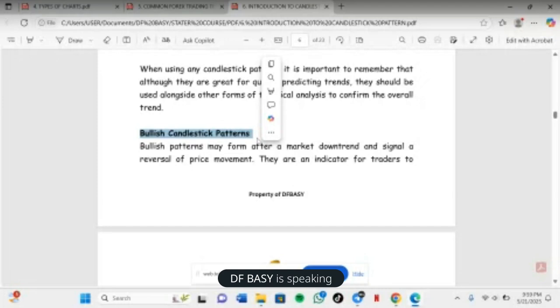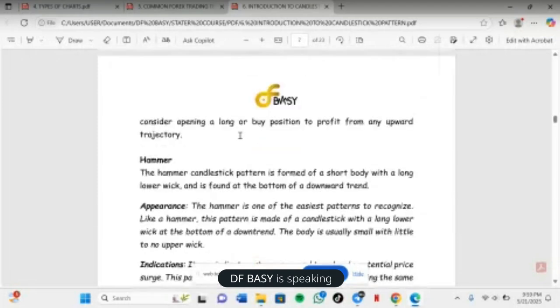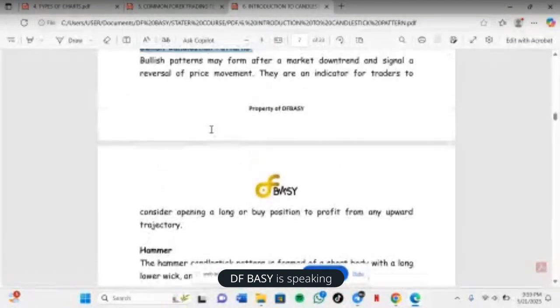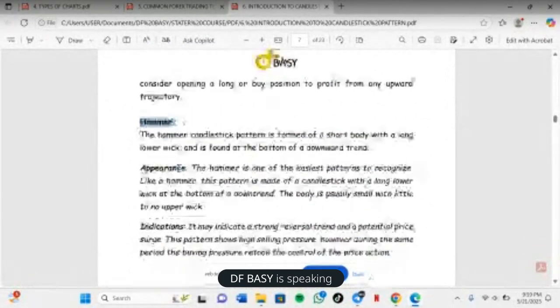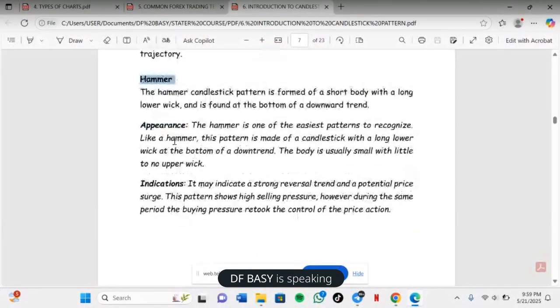I'm not sure, but I think that's also part of the beginners' course, right? So now I'm talking about the types, and a hammer. The hammer is part of the bullish candlestick patterns. The hammer candlestick pattern is formed of a short body and a long lower wick. It's found at the bottoms of downtrends.